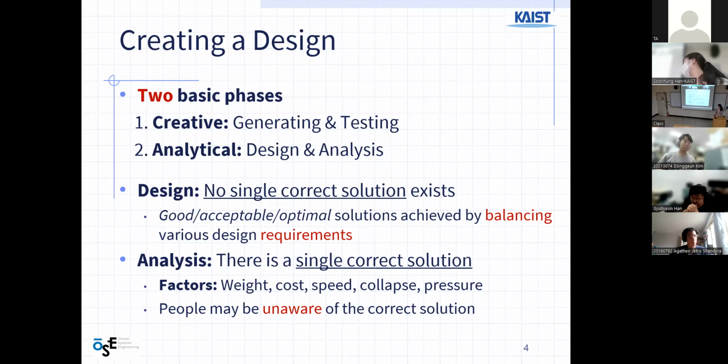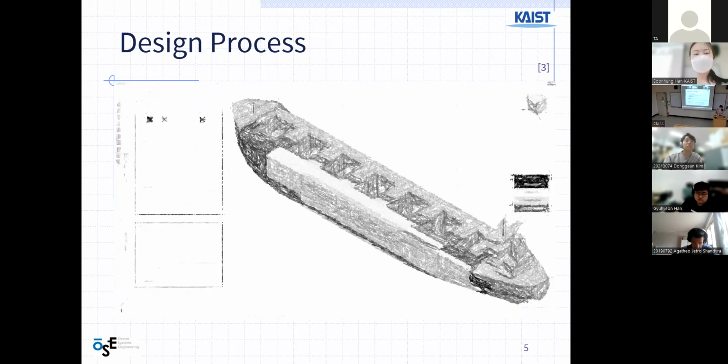But what is important is that when it comes to analysis, there is a single correct solution. So when you build a structure, you have to consider structure factor, weight, and also your budget, given budget. You cannot have a different solution, or you have to calculate something mechanically, the pressure, collapse, hydrodynamics. You may be wrong or maybe unaware of the correct solution, but there is always a single correct solution when you have to properly analyze a given design.